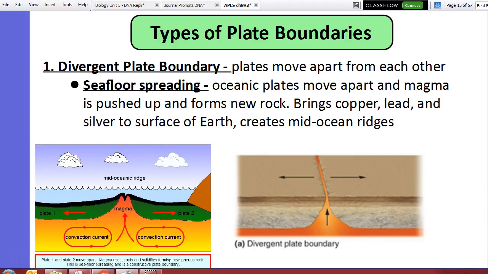So let's talk about different types of plate boundaries. Okay, so a divergent, to diverge, right, means to go apart. So a divergent plate boundary is when the plates move apart from one another.